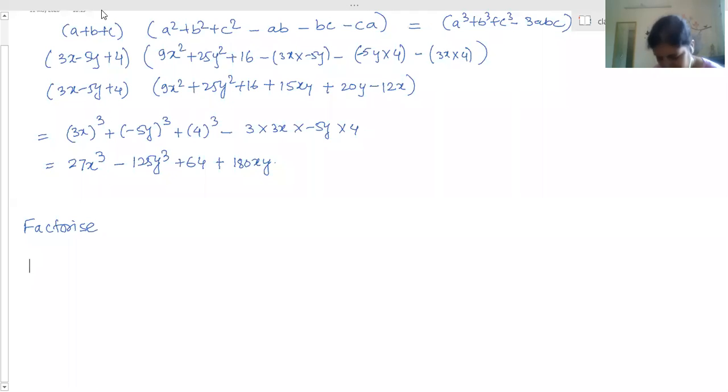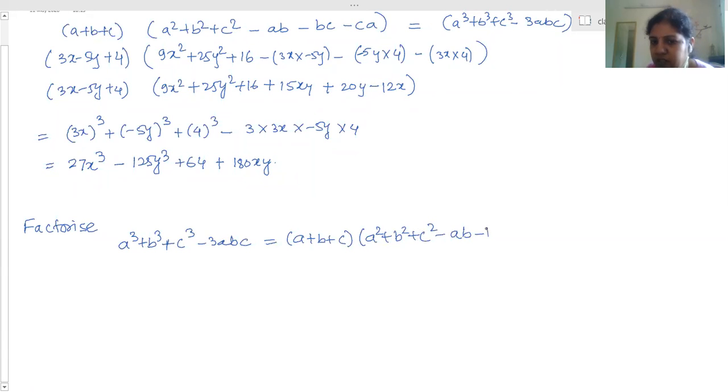Next part is factorize based on the same identity. A cube plus B cube plus C cube minus 3ABC is equal to A plus B plus C into A square plus B square plus C square minus AB minus BC minus CA. Now these are the terms whose factors, these are the factors.